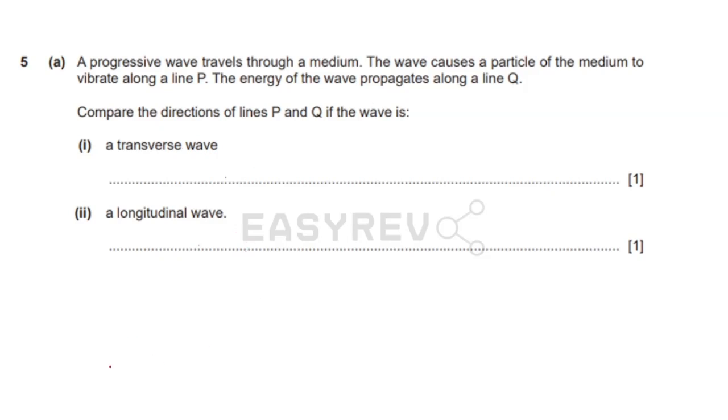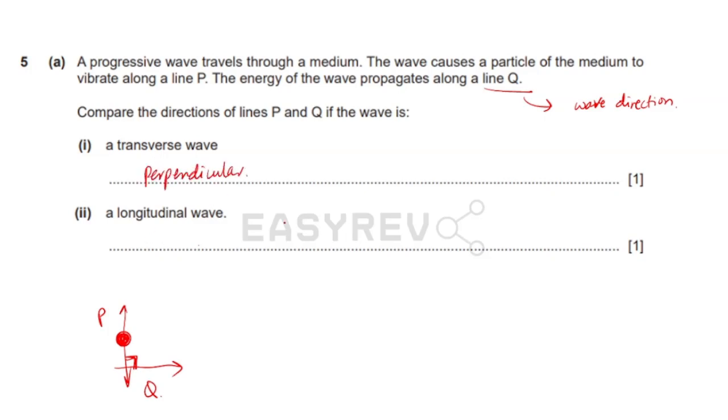Let's suppose that particle is this red dot that I'm drawing. The energy of the wave is propagating along a line Q, which is the same as the direction of the wave itself. So let's call it the wave direction. Since they haven't really specified where it's going, let's choose the simplest one, which is a wave moving from left to right. Now, for a transverse wave, we know that the particle has to move in a transverse direction, meaning in a direction that's perpendicular to the wave direction. In this case, that would be vertical. So the bottom line is that P and Q for a transverse wave happen to be perpendicular to each other.